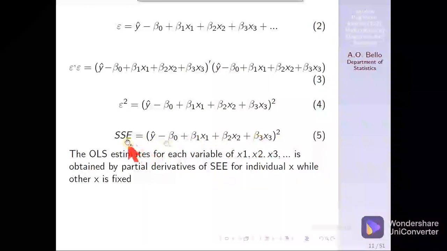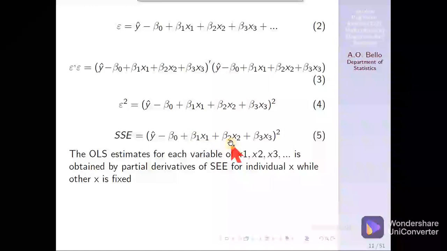That means when we are interested in estimating beta 1, which is the parameter or coefficient for independent variable x1, we differentiate the sum of squared error with respect to beta 1, while these other ones are being held constant. That means everything that has to do with x2 is held constant, everything that has to do with x3 is held constant, but we differentiate with respect to beta 1. So this beta 1 is uniquely expressing the effect of x1.